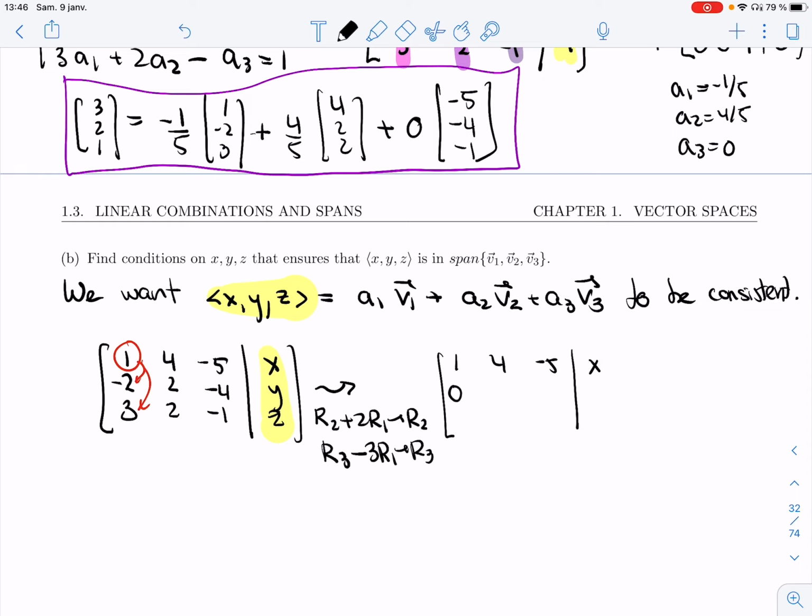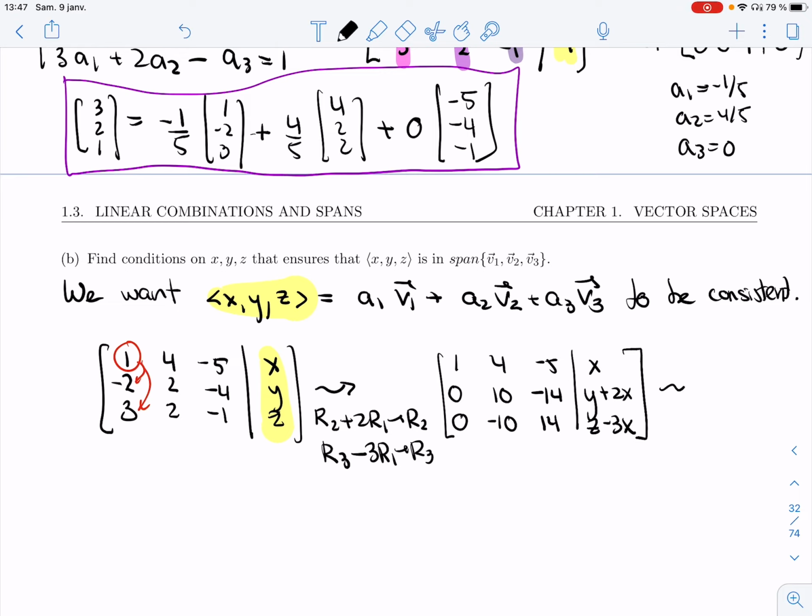Second becomes 0, 10, and minus 4, minus 10, minus 14, y plus 2x. And then 0, 2 minus 12 is minus 10. Minus 1 plus 15 is 14, and z minus 3x, right? So not so bad, because I get something very similar.